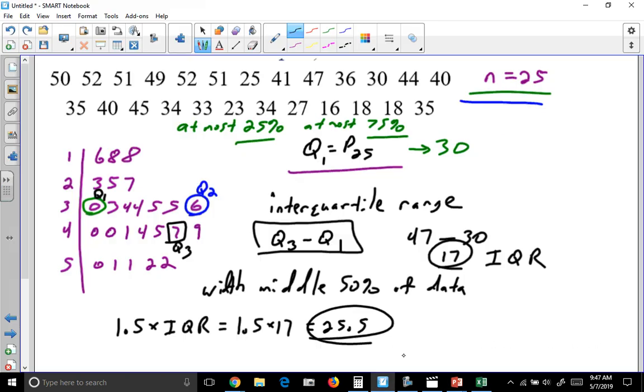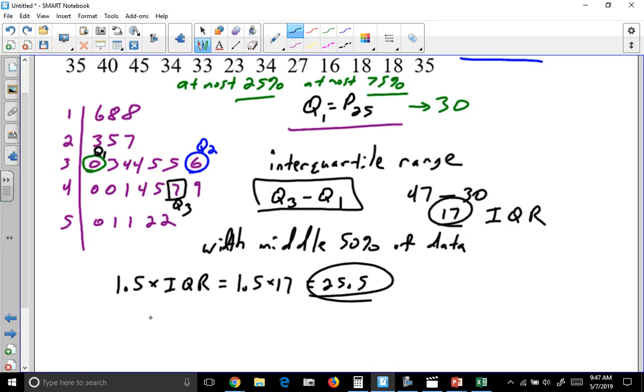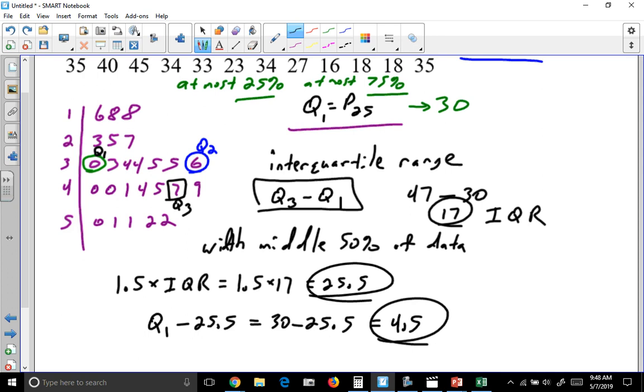So let's do that. Our first quartile minus this 1.5 IQR, our first quartile is 30. This value we calculated, 25.5. So if we have a number that is lower than 4.5, that would be an outlier. Notice our lowest value is 16. So we don't have an outlier on the low side. Let's look at the high side.